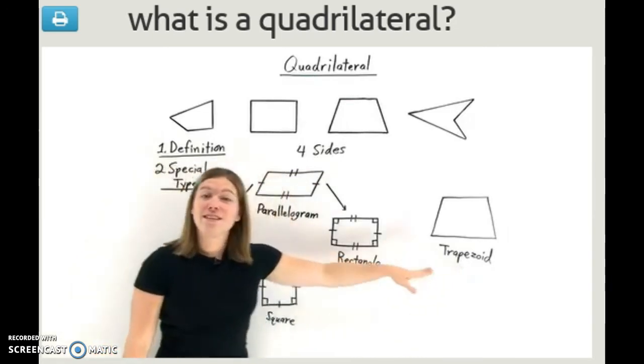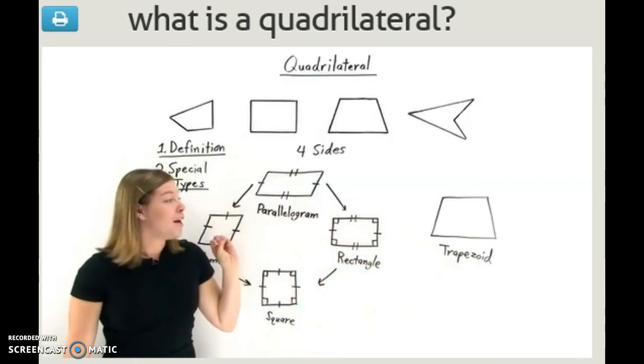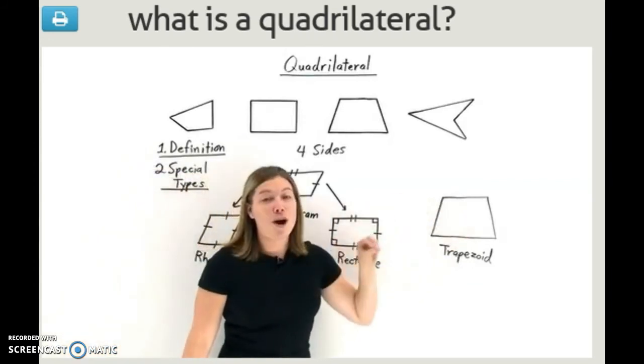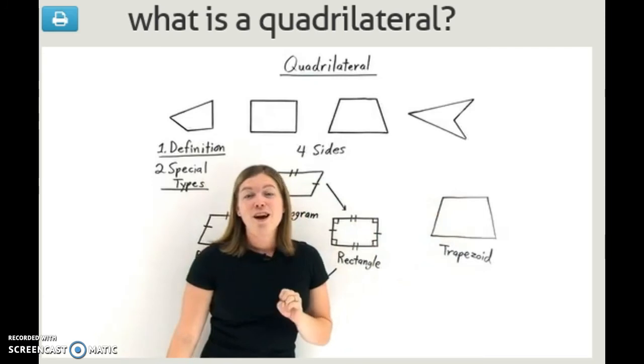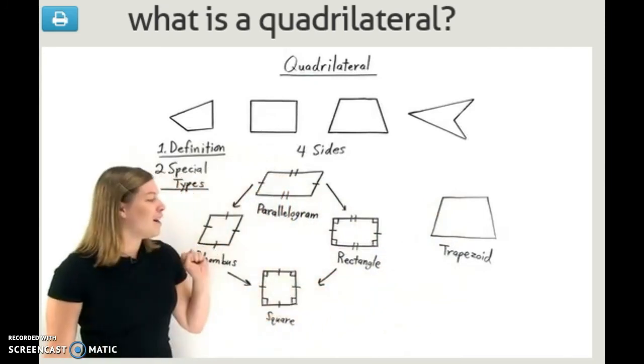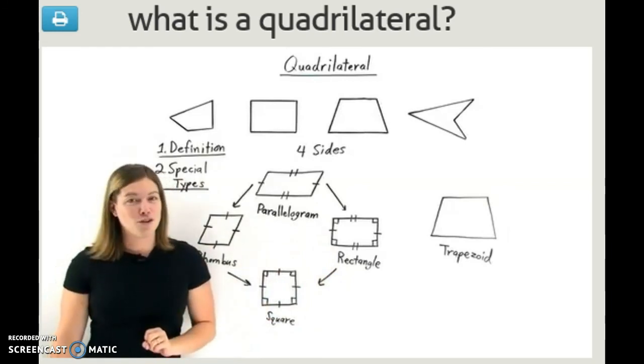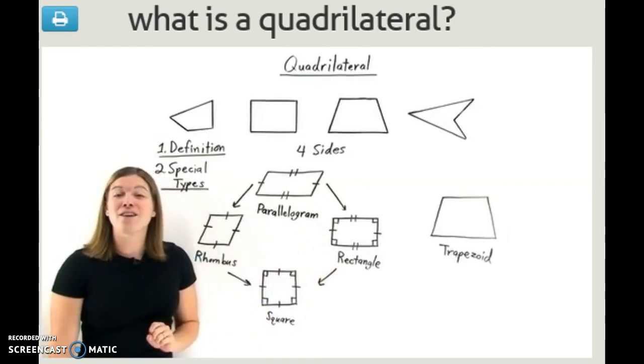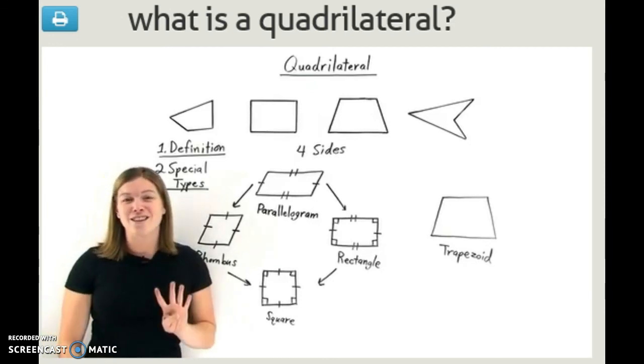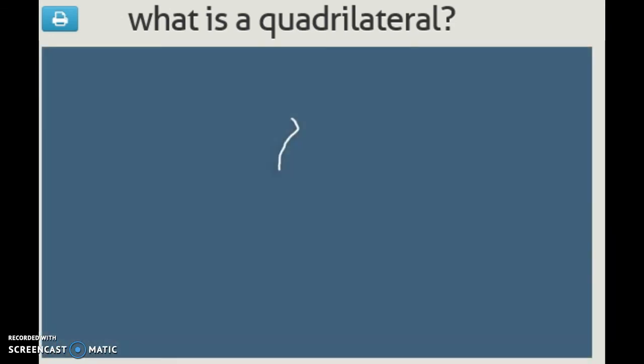A trapezoid is not a parallelogram because a trapezoid has exactly 1 pair of parallel sides. But a trapezoid, a parallelogram, a rhombus, a rectangle, and a square are all types of quadrilaterals. And a quadrilateral is simply a polygon that has 4 sides.